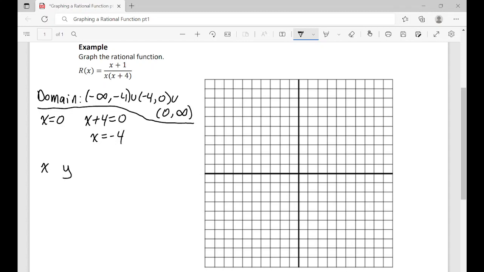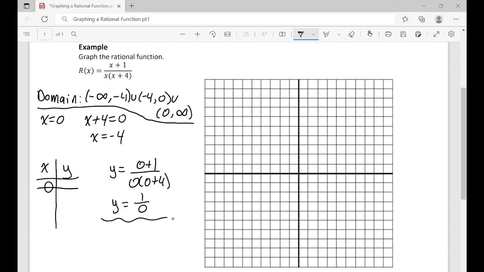So I'm going to let x be 0 first and solve for y. First things first, I'm going to plug in 0 for all my x's. I'm going to change it from r of x to y, so y is going to be equal to 0 plus 1 over 0 times 0 plus 4. And that's going to end up giving me y equals 1 over 0. Well, I can't have a division by 0, so it's not possible to have a y-intercept. It doesn't cross the y-axis.